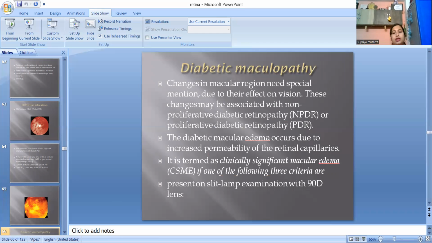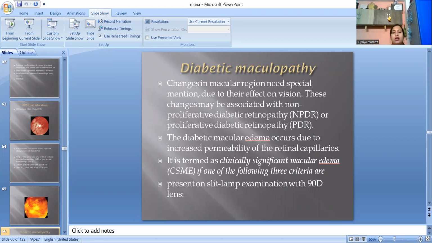Now, diabetic maculopathy occurs in diabetic retinopathy. All changes in the macular region need special mention due to their effect on vision. These changes may be associated with NPDR and also PDR. The diabetic macular edema occurs due to increased permeability of the retinal capillaries, as we have seen in microaneurysm, which leaks, which causes accumulation of hard exudate at macula. It is termed as clinically significant macular edema. This is a very important definition, and you should know the definition of CSME.